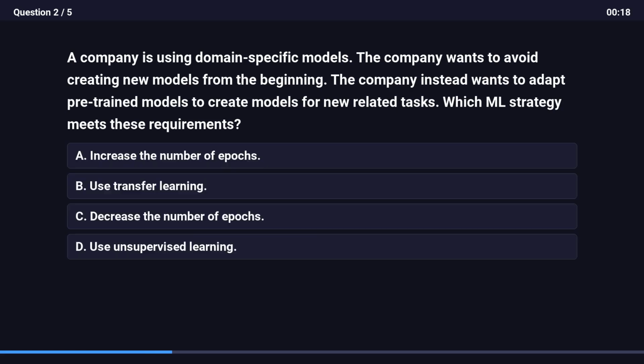A. Increase the number of epochs. B. Use transfer learning. C. Decrease the number of epochs. D. Use unsupervised learning.